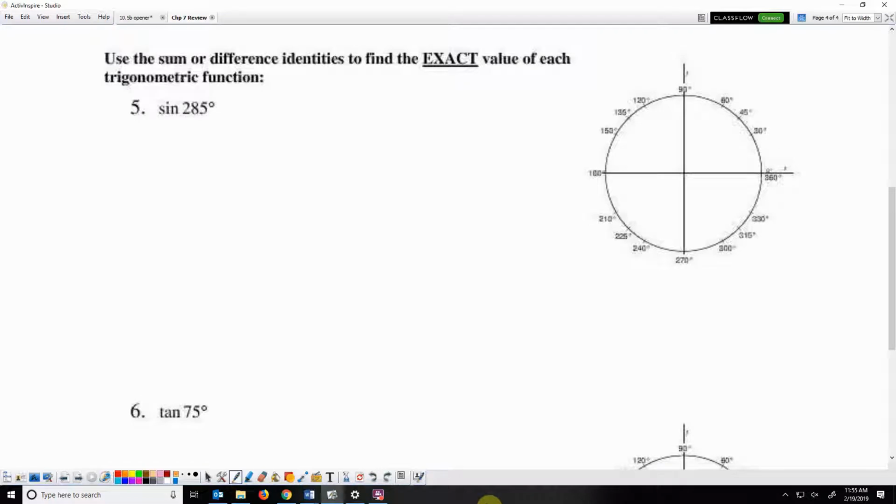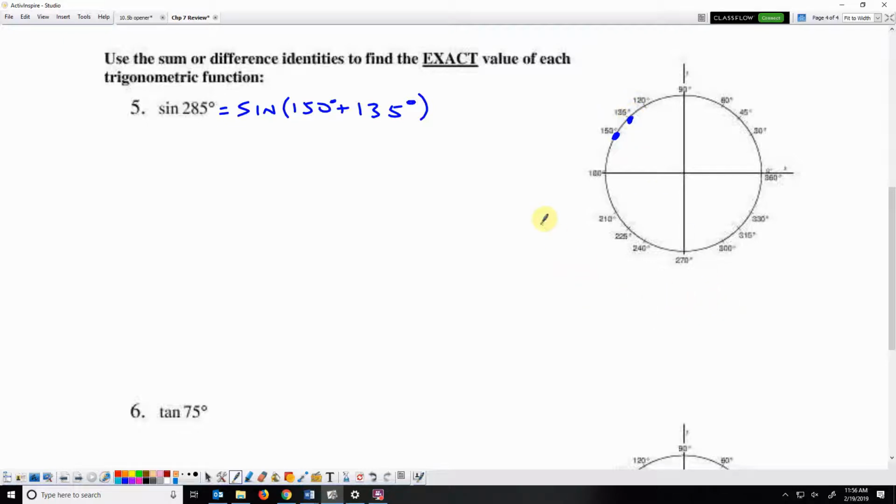So we'll continue our review with the sum and difference identities. So we need to find the exact value of sine 285. Now, 285 does not show up on our unit circle, but it can be expressed as sine of 150 plus 135. So that's one example of how we could either add or subtract to make 285. So there's 150 and 135.